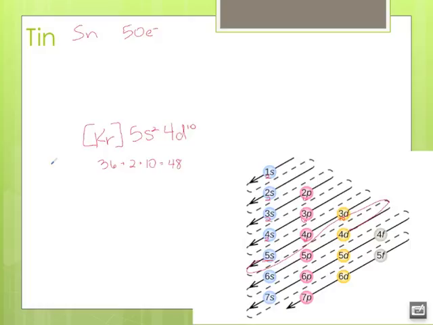I still need 2 more, so I still need to follow around. After 4d, I go to 5p, and there's only 2 electrons left. So this is my noble gas configuration for tin. We add it all up, plus 2 more, I still have my 50 electrons.